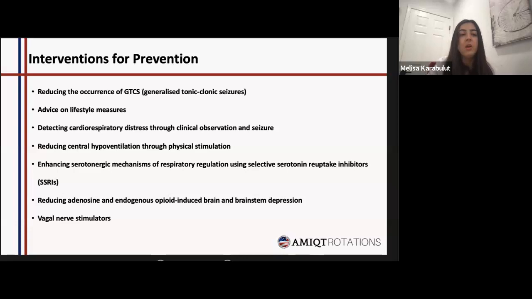Preventative strategies for SUDEP include advice on lifestyle measures, preventing airway obstruction through nocturnal supervision and safety pillows, reducing central hypoventilation through physical stimulation, and enhancing serotonergic mechanisms of respiratory regulation using selective serotonin reuptake inhibitors and reducing adenosine.